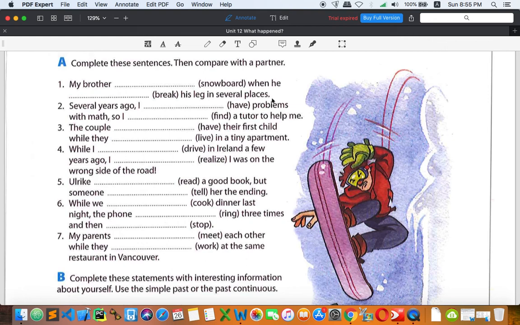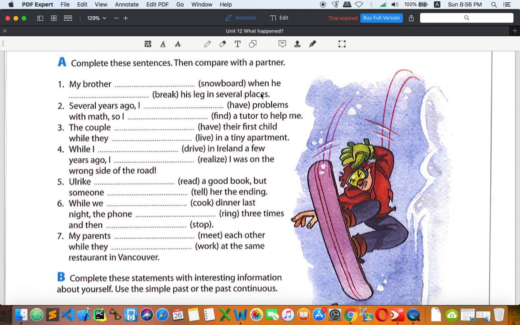in order to find out the order, or which action interrupts another. So if you take a look at the first one, my brother snowboard when he break his leg in several places. Snowboard, as you can see in the pictures right here, is snowboarding. So do you think that he broke first, or he snowboarded first, or he was snowboarding, or he was breaking the leg? Before you decide to pick a certain answer, you need to think about this logical situation, whether the situation that you can imagine at the time was possible or not.